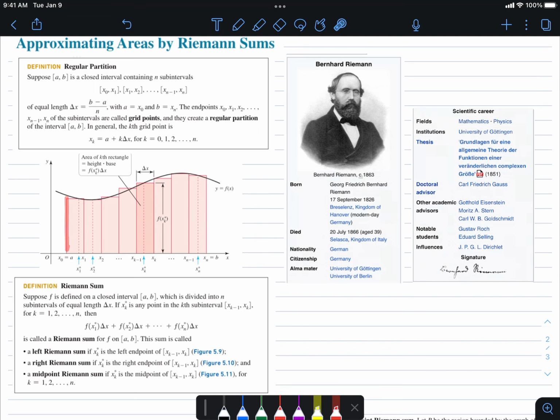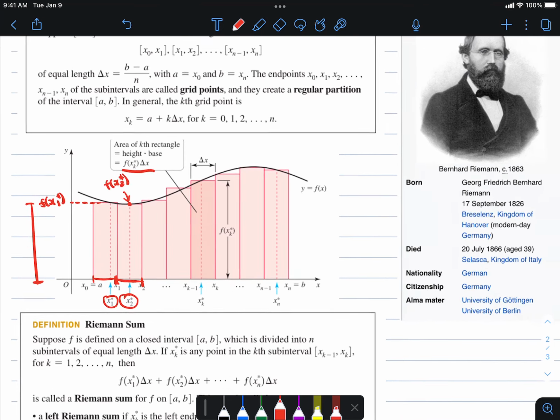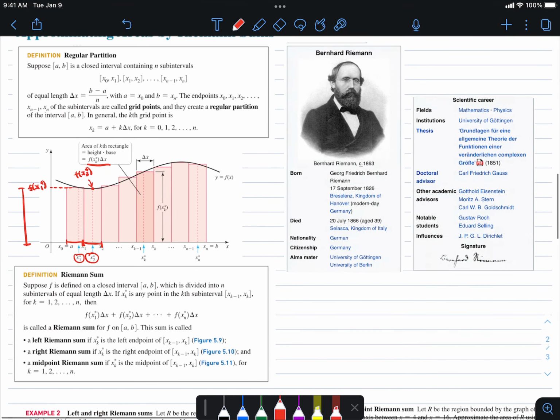If I zoom in to be clearer, this is x1 star, and this is f of x1 star. So this is the height of the first rectangle, and this is the base, which is the same for all of them. So the area of the first one is f of x1 star times delta x. The second one has the same base, and the height I chose is f of x2 star. So when I add all of this, that will be a Riemann sum.